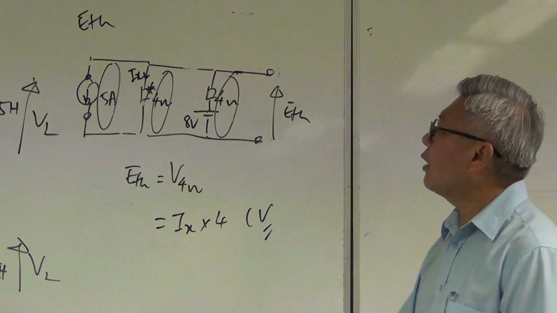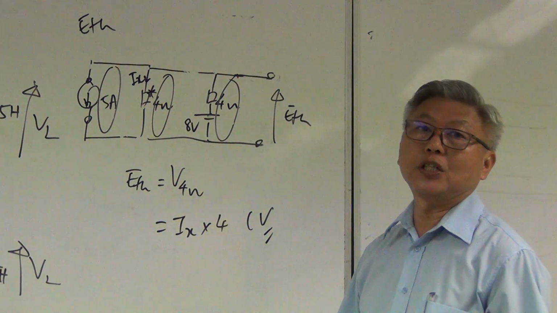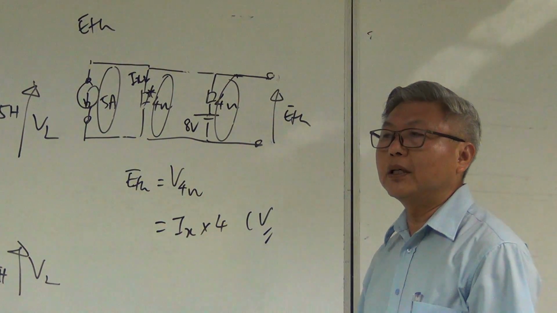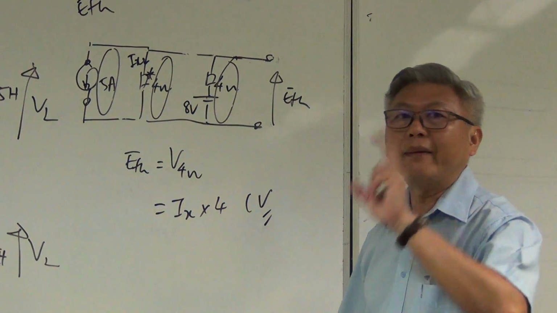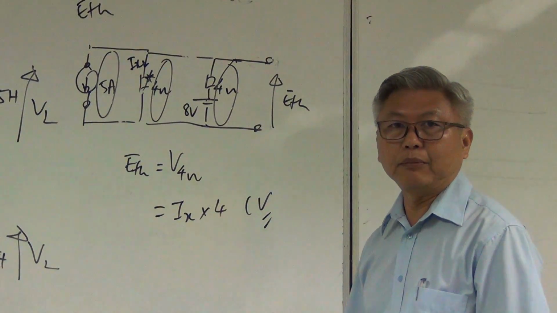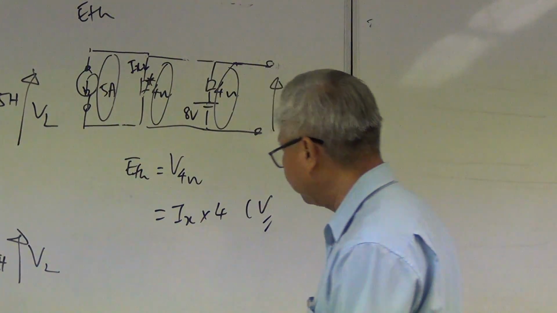Yeah? But how do I find this current when I have two sources? Then I can use superposition theorem. If you remember in your year 1, superposition theorem says when you have many sources, you consider one at a time. Okay? So let us consider them one at a time.